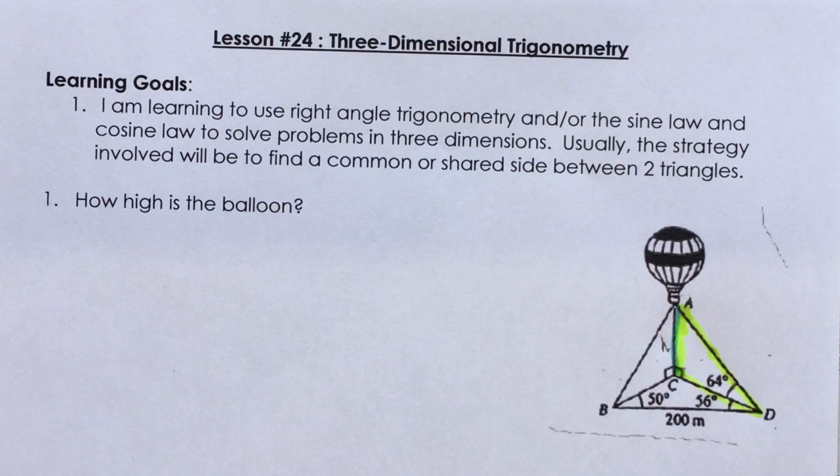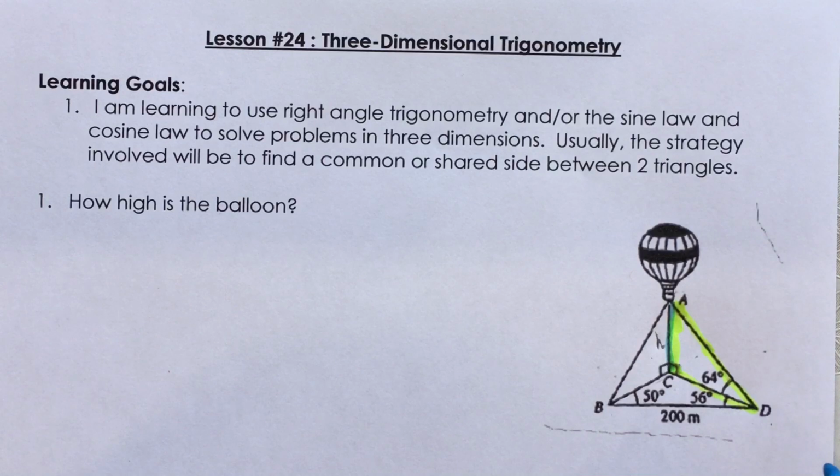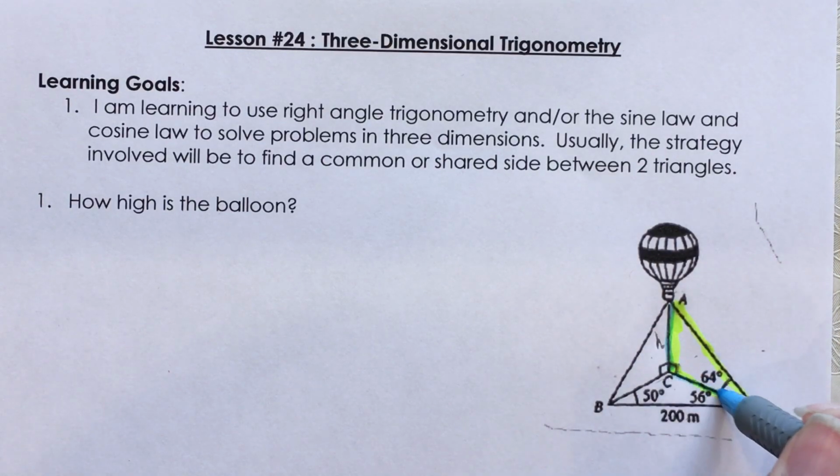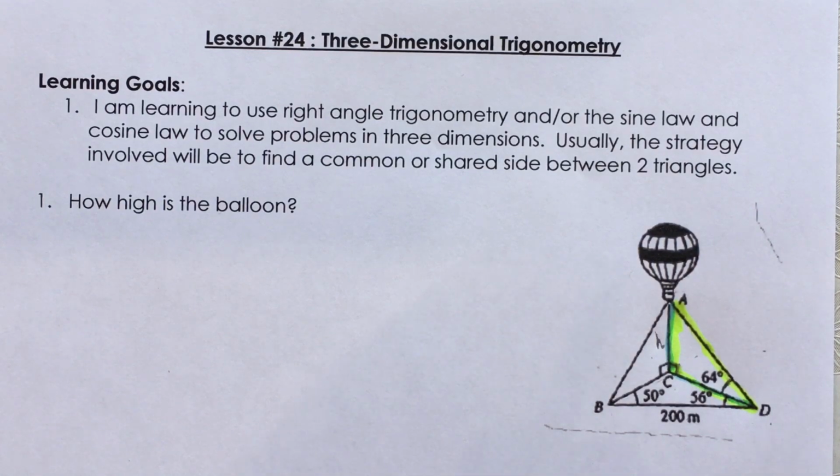So now we're going to look, is there a shared side between this bottom triangle that we know a lot about and this right angle triangle that we will ultimately use to find the height? And hopefully you see it. It is this side here, CD, the side CD, is shared between the 2 triangles. So we would want to see then, do we have enough information to find that shared side CD?